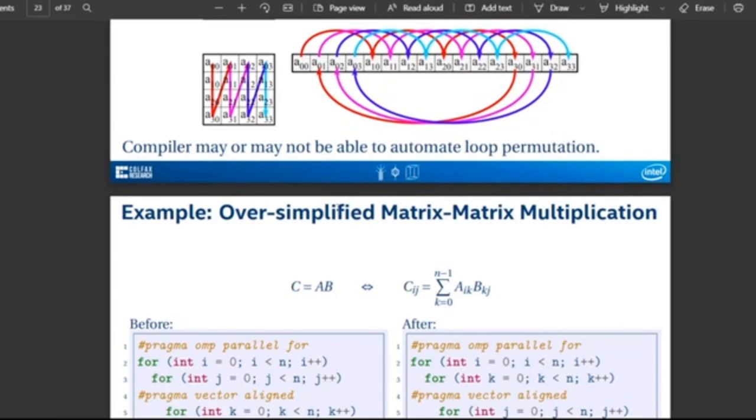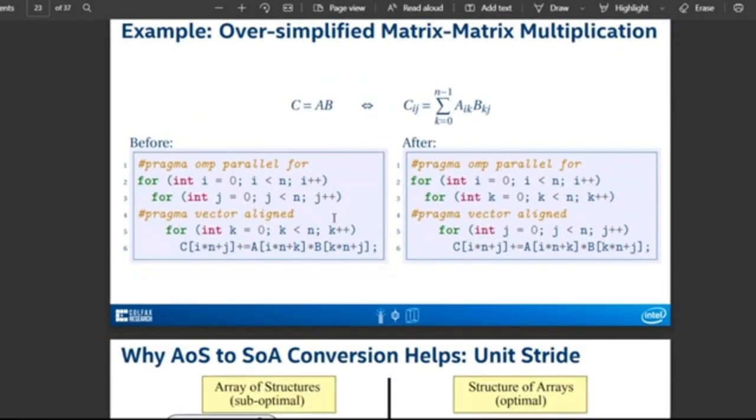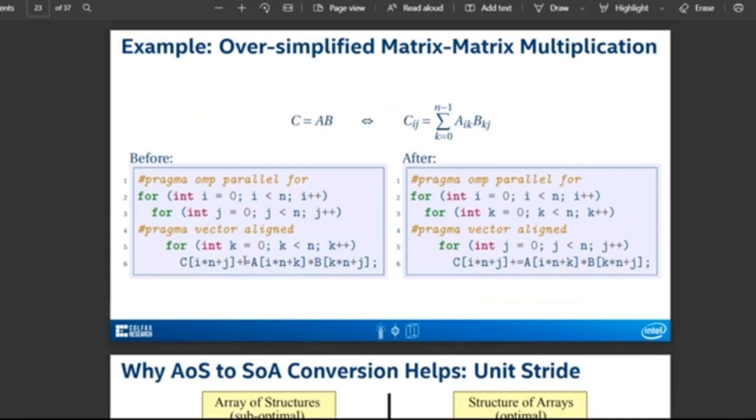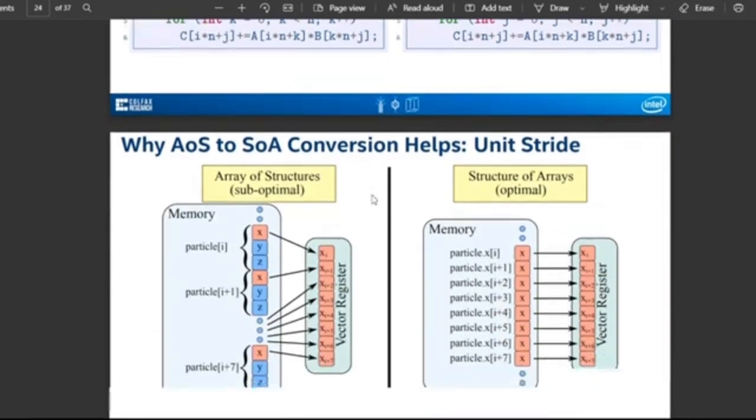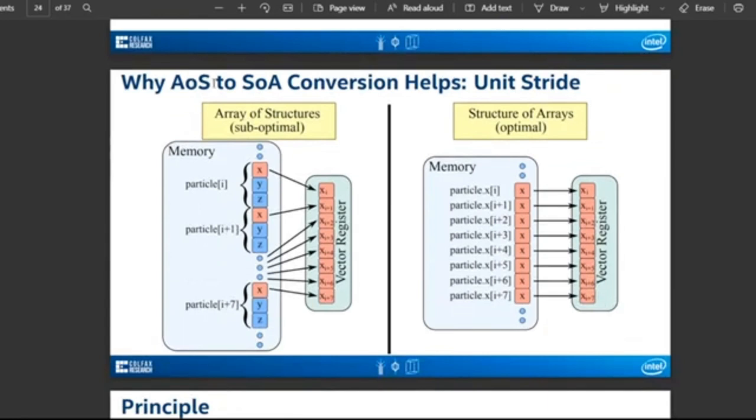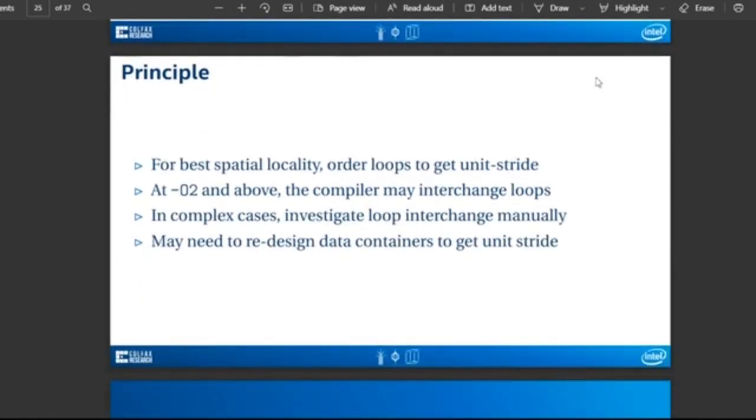So if we look at this matrix to matrix multiplication, if we change the order in which the different rows and columns are multiplied, we'll get a better performance. If we look at an array of structures or a structure of arrays, this is an array of structures, and this is suboptimal. A structure of arrays is optimal because it guarantees unit stride access, which is locality in space. So there's the principle: for best spatial locality, order loops to get unit stride.